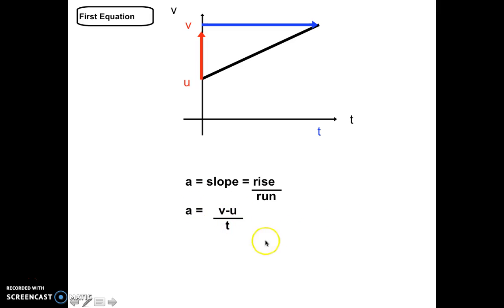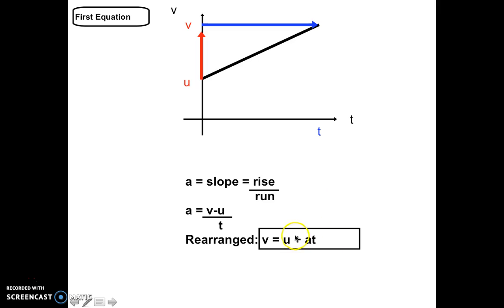This equation should probably seem fairly similar to what you've been doing on our problem sets already. And so we can rearrange that by multiplying t on both sides, so we get a times t, and adding u, the initial velocity, over to the other side. So our final velocity is equal to our initial velocity plus our acceleration times our time. So this is our first equation. It should go in the box on your equation sheet if it isn't already.